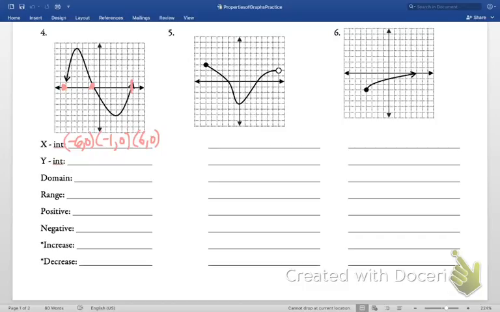Okay, let's look at number 5. 2 x-intercepts. Okay, one of them's at -2, so -2, 0. The other one is at 3.